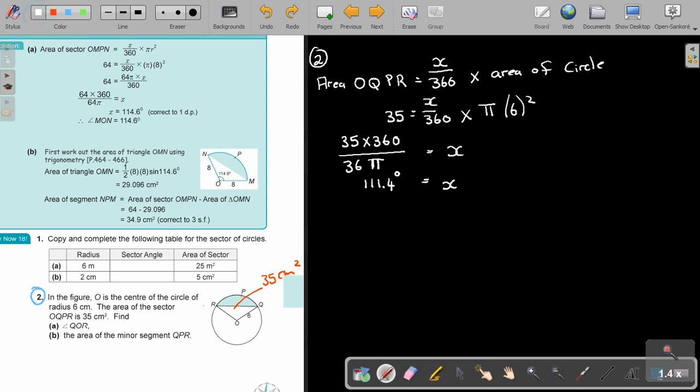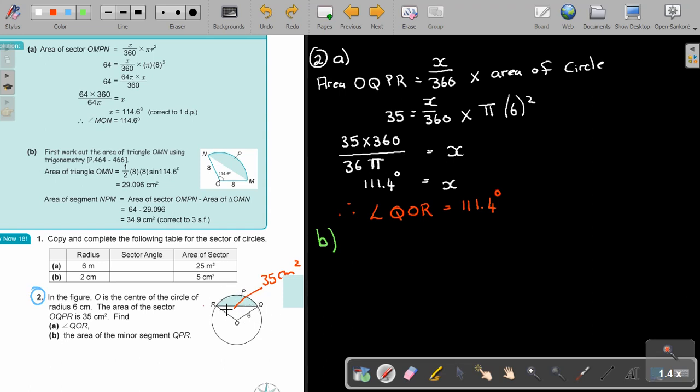Okay, so answering the question again, remember, this was A. So therefore, angle QOR is 111.4 degrees. And then number B, the area of the minor segment, QPR.